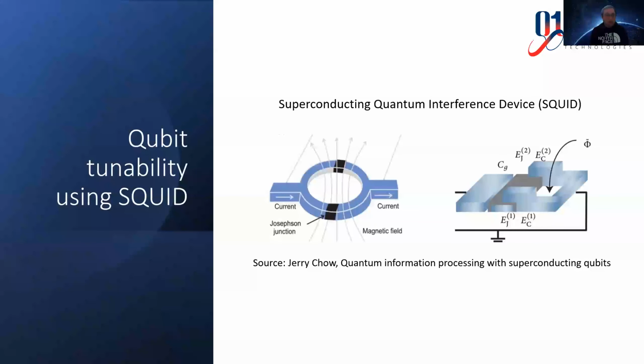In order to make the transition frequency of the qubit tunable, 2 Josephson junctions in parallel are used, which is called a SQUID, superconducting quantum interference device. And the Josephson energy or the critical current of the SQUID can be tuned using the magnetic flux that goes through the SQUID loop, which in turn changes the transition frequency of the qubit, as we will see later.